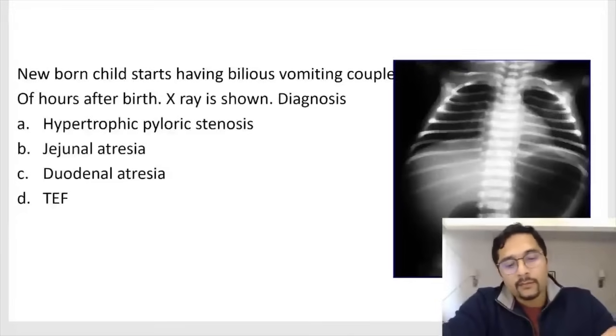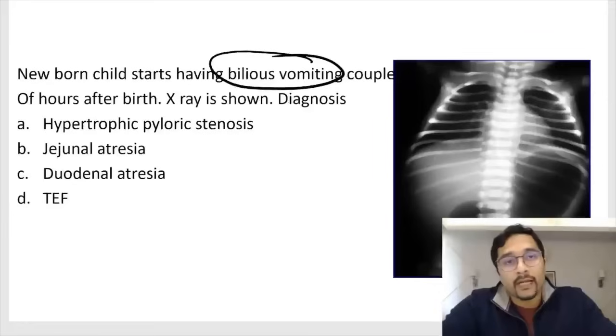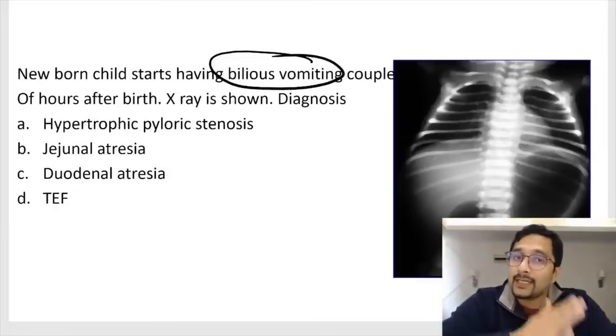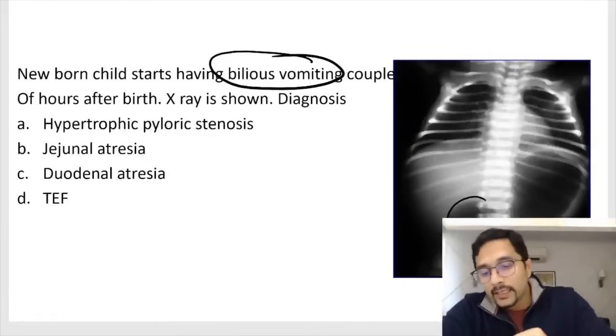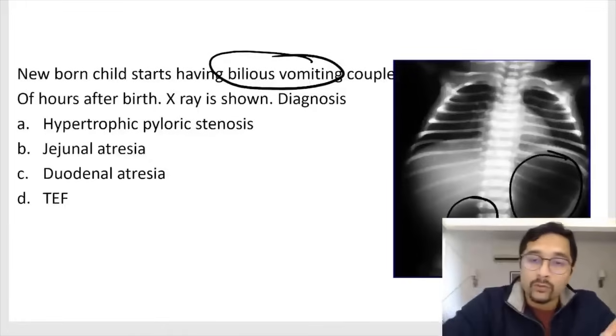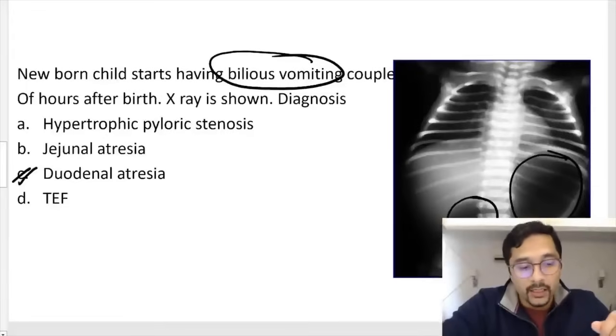A newborn comes with bilious vomiting. Remember, we did hypertrophic pyloric stenosis. There it was non-bilious vomiting. Here the child is coming with bilious vomiting. So the obstruction is distal to the second part of duodenum. And you can see double bubble sign. You can see two bubbles on an X-ray. This is duodenal atresia, and we need to carry out duodenoduodenostomy in these patients.